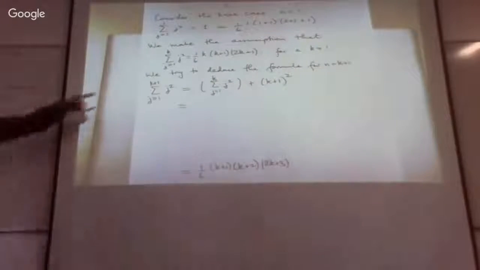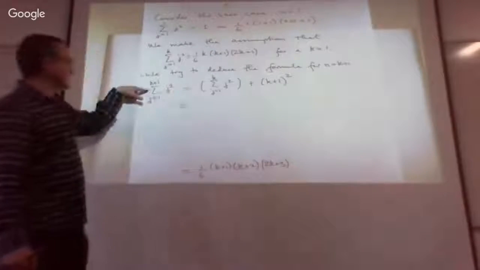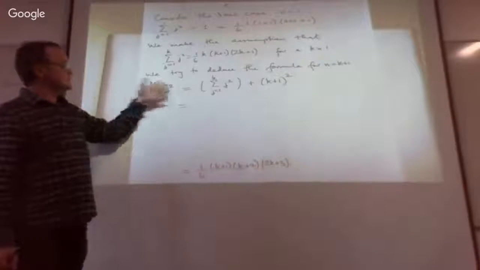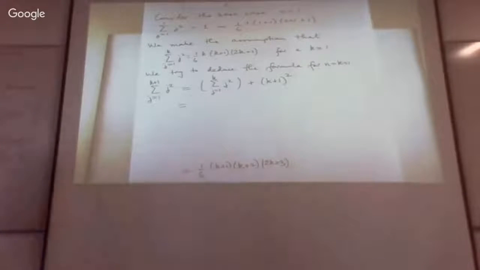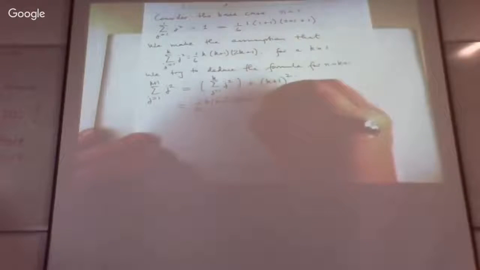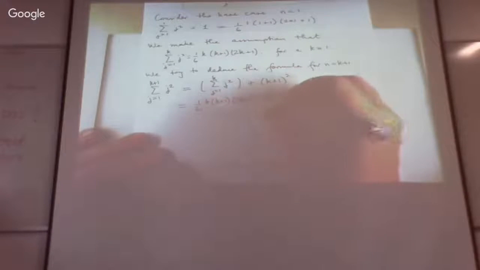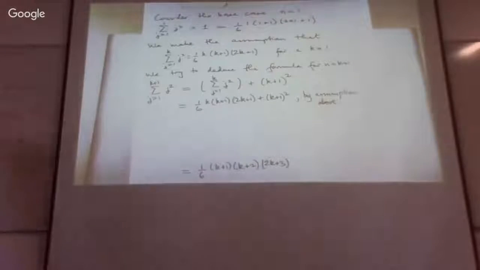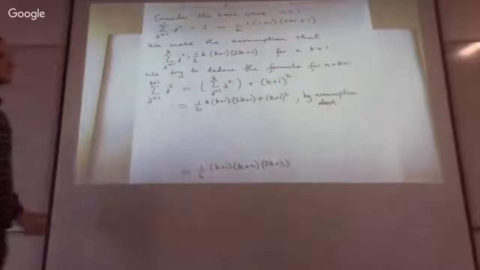That doesn't need any more justification, I think. We're just working with the definition of the summation symbol. I think that's clear. The next step is using the assumption. So we've got 6 times k times k plus 1 times 2k plus 1. And we've still got this k plus 1 all squared. And this here is by the assumption. By the assumption above. Only one assumption, a few lines above, it's clear what I mean.